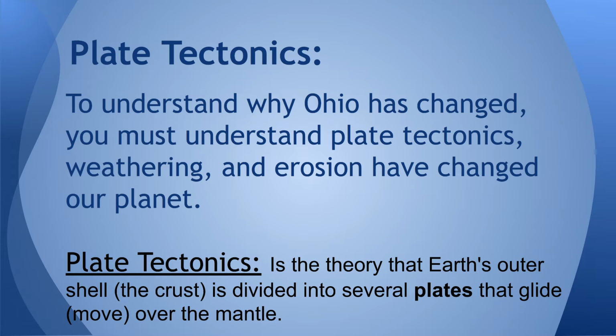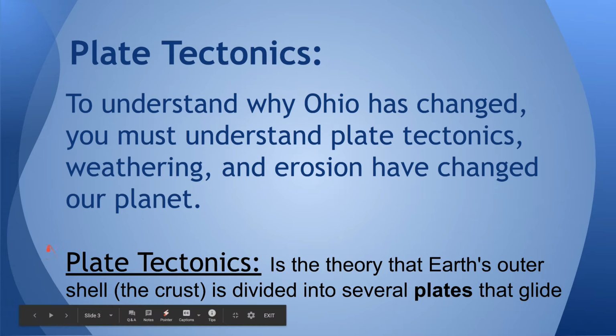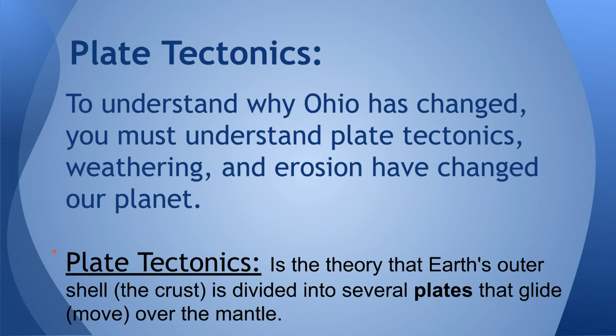So the idea is with plate tectonics down here, and this is the answer to that first question. So if you need to pause it, you can. Plate tectonics is the theory that our Earth's outer shell, or the crust, is divided into several plates that are gliding, moving over the mantle. So if you think, and I'm going to show you some pictures of what this is showing, is that we have layers to our Earth.